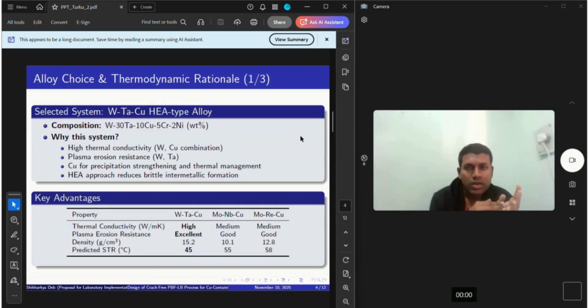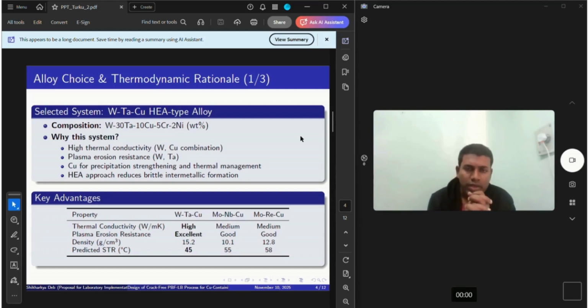Then comes the chromium and the nickel, which form the process aids. These elements provide oxidation resistance and help control the solidification behavior. Nickel in particular can promote austenite formation during solidification, which then transforms to martensite during cooling, providing additional strengthening mechanisms.